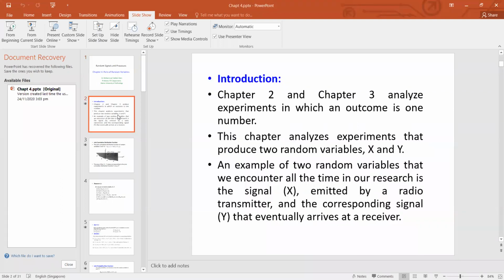In chapter 2, I already told you that we'll talk about the multivariable case. And in the multivariable case, we have X and Y. So an example of two random variables that we encounter all the time in our research is the signal that is transmitted or emitted by a radio transmitter, and another one is the corresponding signal Y that eventually arrives at the receiver.